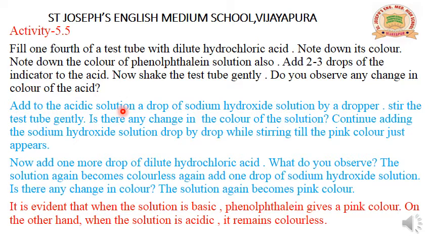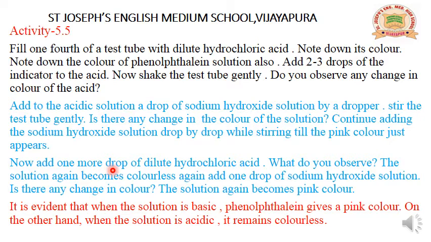Add to the acidic solution a drop of sodium hydroxide solution by a dropper. Now we need to add sodium hydroxide solution. Stir the test tube gently. Is there any change in the color of the solution? Continue adding the sodium hydroxide solution drop by drop while stirring till the pink color just appears. We need to keep on adding the sodium hydroxide solution. Then the pink color appears because sodium hydroxide solution is a base.